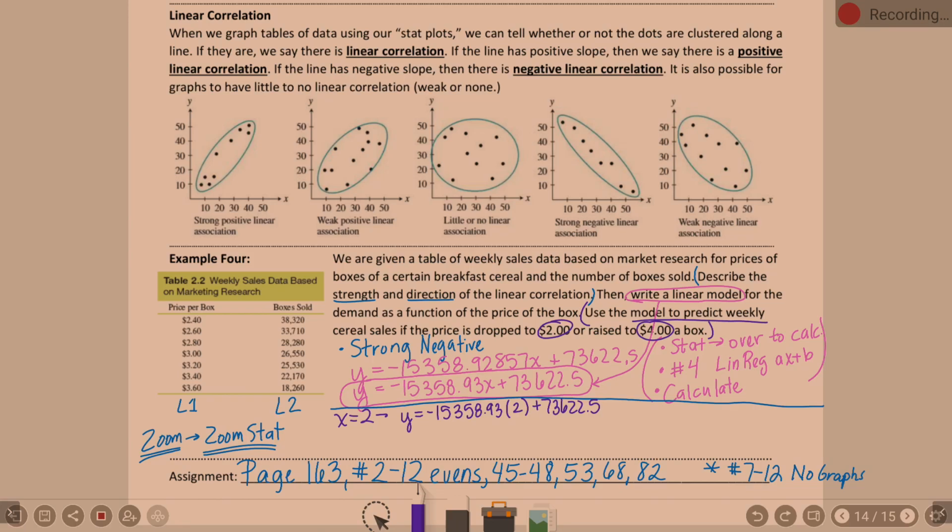That is perfectly fine. However, one thing that I forgot to do up here, my graph has the points when I look at it, right? If we go into y equals and we type this equation in, this will help us check for accuracy. Negative 15,358.93x plus 73,622.5. If I graph that, notice it goes through my dots pretty well, doesn't it?